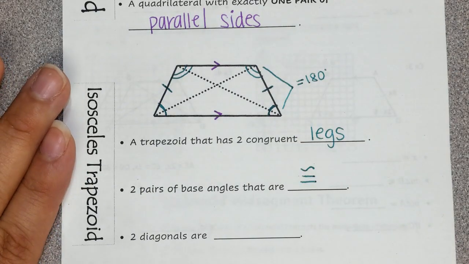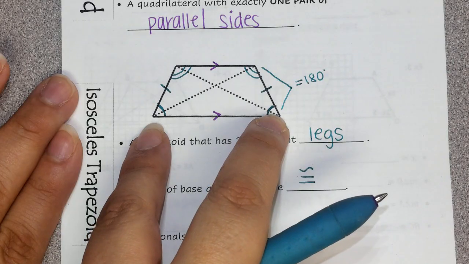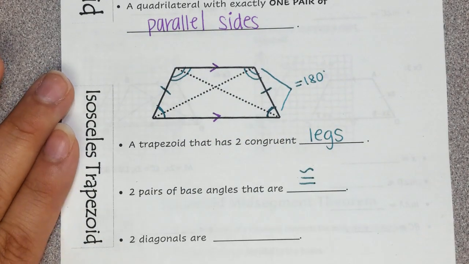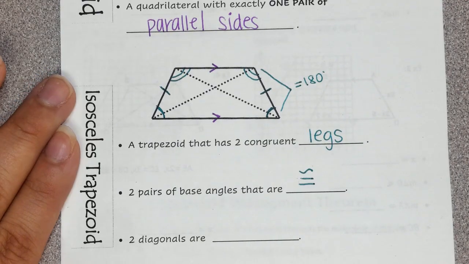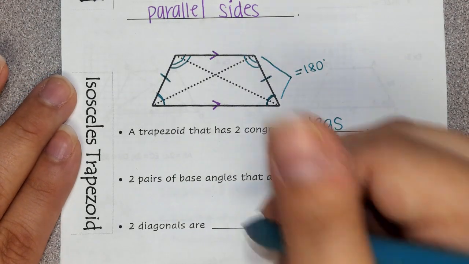Miss Icy, it's the same thing on the other side? Yep. So look, these two are the same right here on the bottom. Those two are the same up top, and they equal 180 on both sides, just like the original one. Last but not least, because it's isosceles, the two diagonals are congruent.